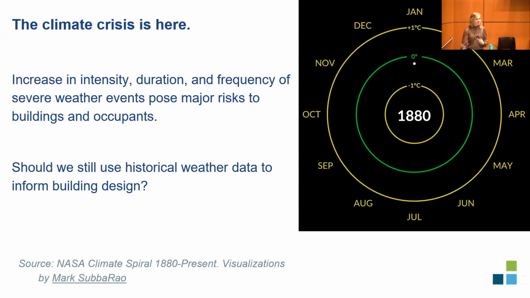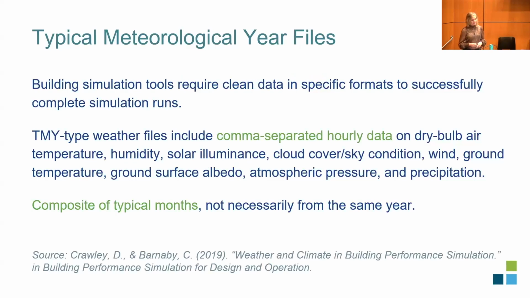but I also think it's something really important that we as an industry should be thinking carefully about. The climate crisis is not some future thing. We're in it now. We're already seeing increases in intensity, duration, and frequency of severe events, and these are posing major risks to both the occupants and the buildings that they're in. So my question is, should we still be using historical data to design the buildings of the future?